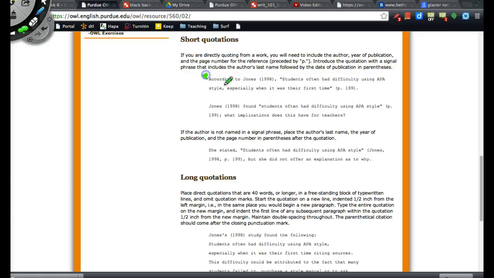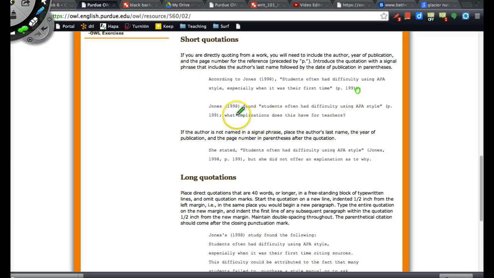And so this is key. According to Jones, 1998, you notice that you put the date right after the author's name. Students often had difficulty using APA style, especially when it was their first time. And then the page number at the end. If you look here, you notice also that the period goes after the quote. Quote ends, page number, and then the final period ending the sentence. So that gives you a quick idea.